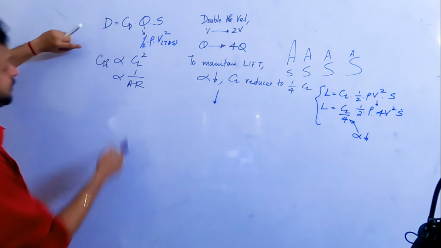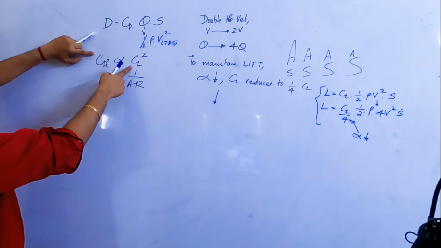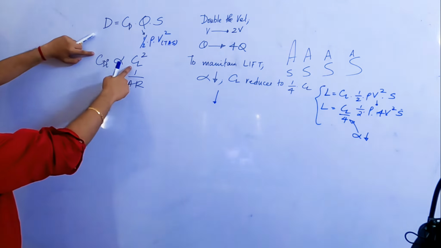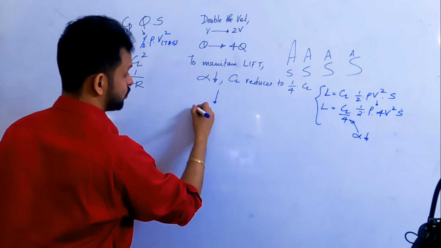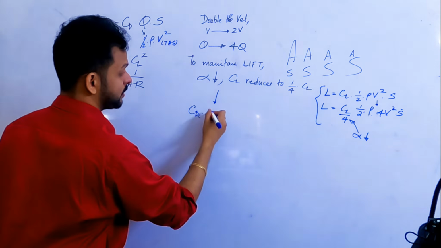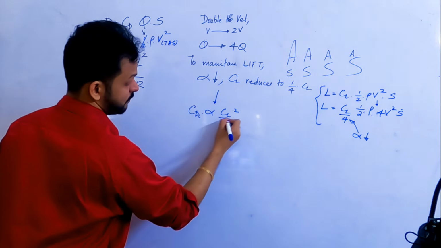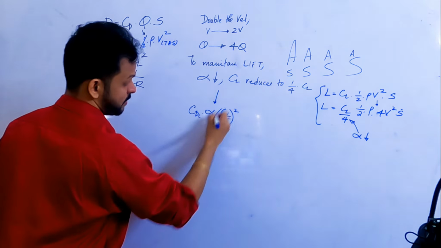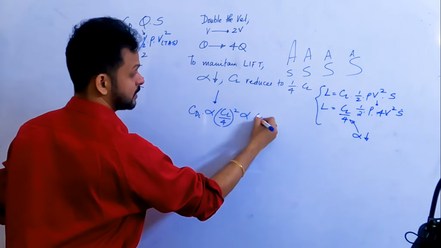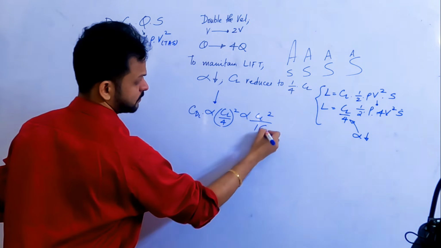You see the dependency of lift induced drag on the lift coefficient? CDI is proportional to CL square. So what is going to happen to the lift induced drag? It is proportional to CL square. What happened to CL here? You have reduced CL by 1 by 4. Therefore, this is CL square by 16.